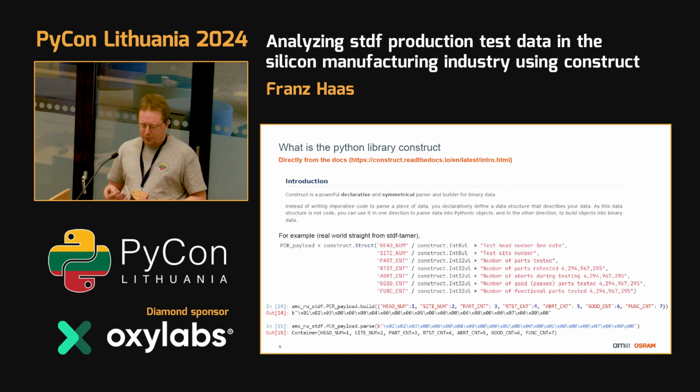So instead of writing imperative code to parse a piece of data, you declaratively define a data structure that describes your data. As this data structure is not code, you can use it in one direction to parse your data into Pythonic objects, in another direction to build objects into binary data. And there's an example of how that can look in practice.